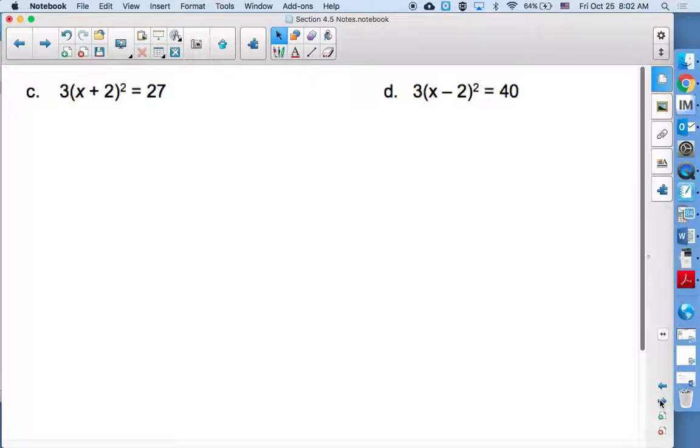So trying to think, there's a 3 in front of both of them. What would you do with that 3? One of them works out a little nicer than the other. The plus or minus is going to be the tricky thing to remember and get used to.